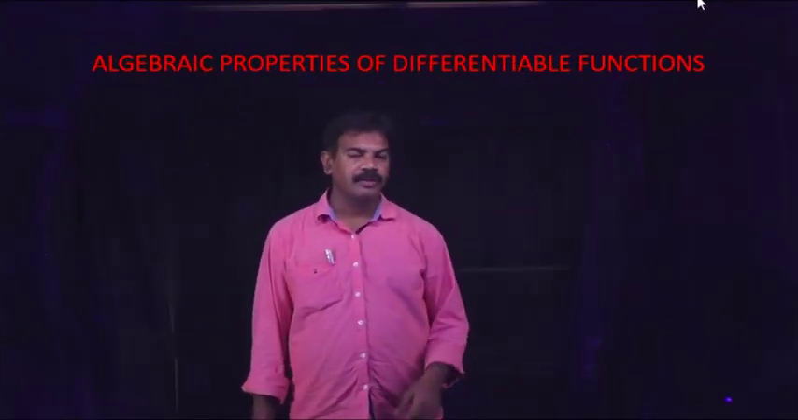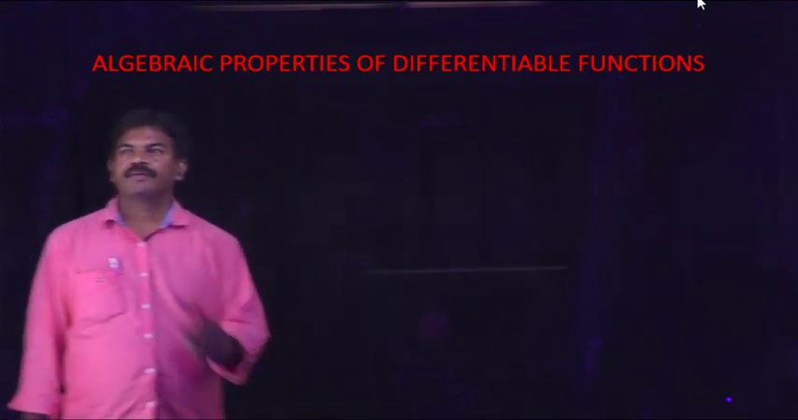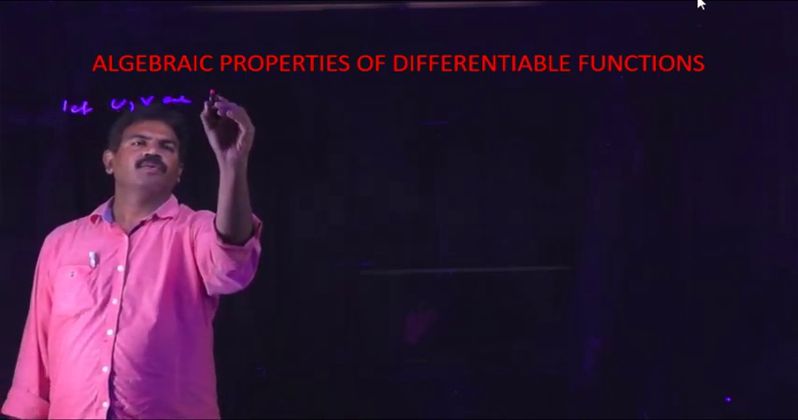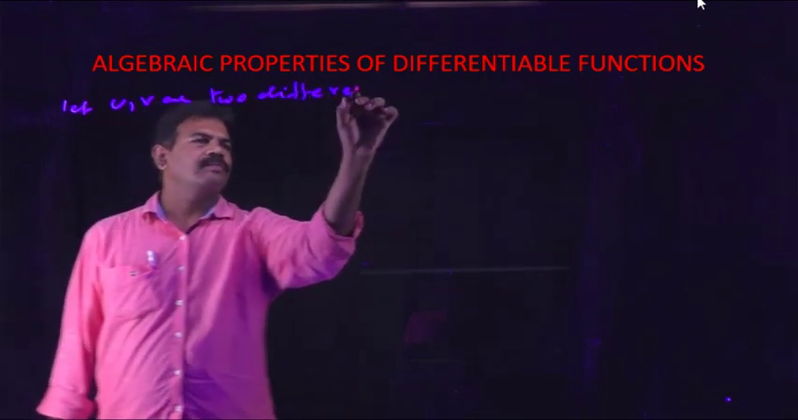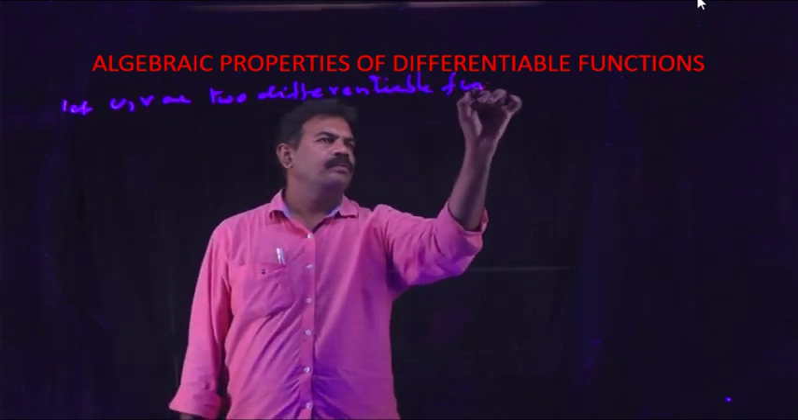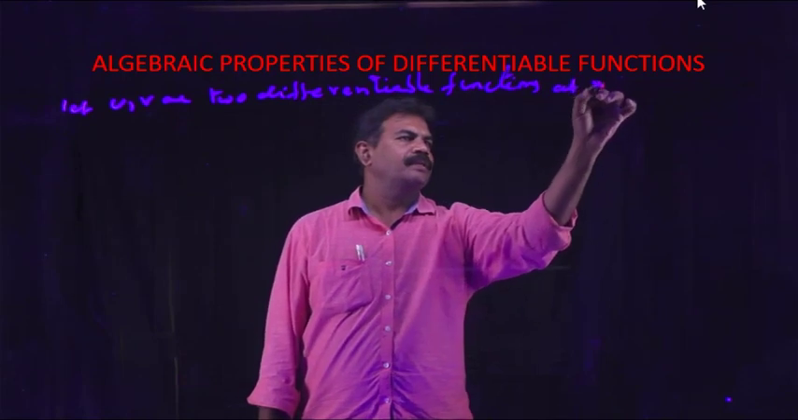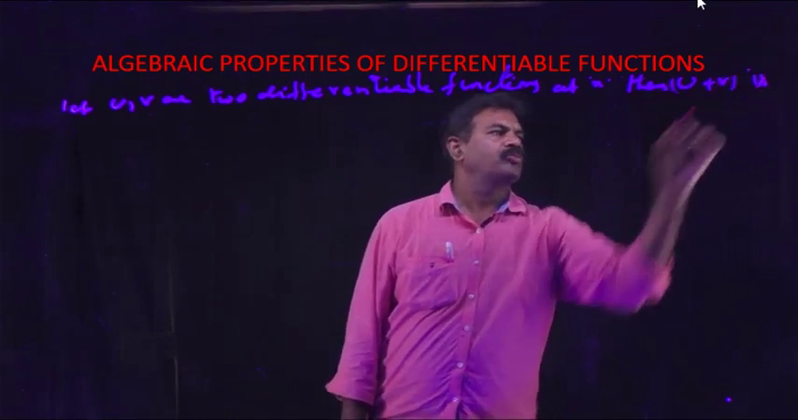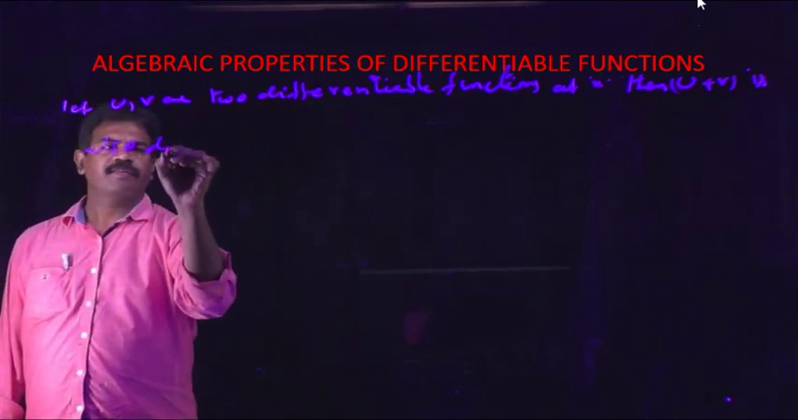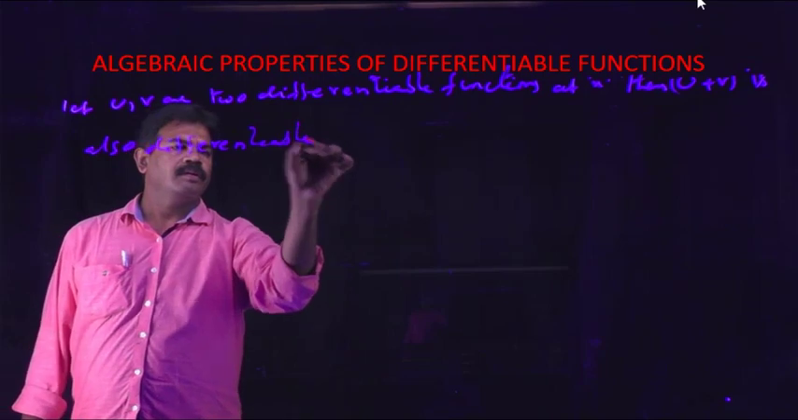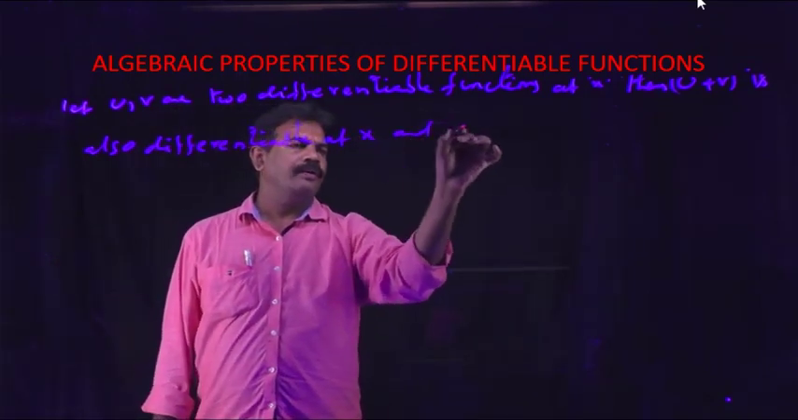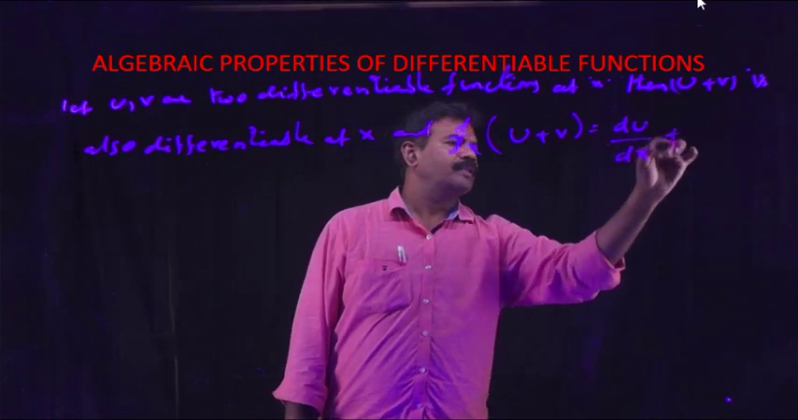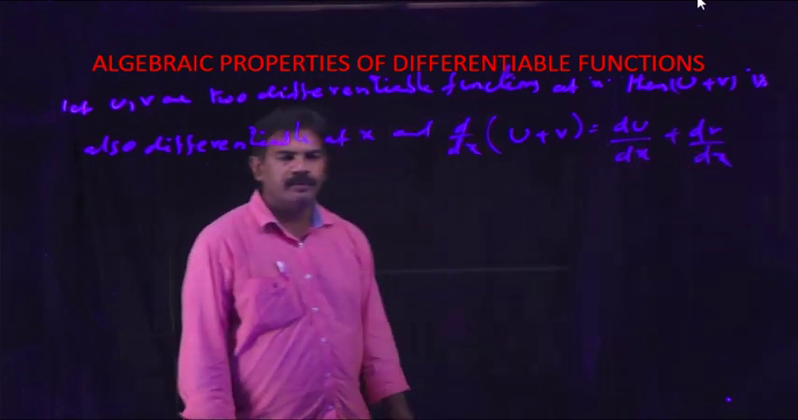The above theorem can also be given as follows. Let u, v be two differentiable functions at x, then u plus v is also differentiable at x, and d by dx of u plus v is equal to du by dx plus dv by dx.